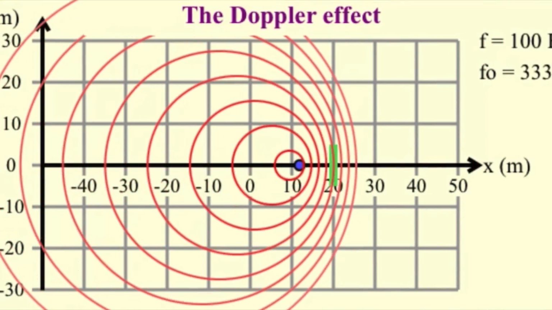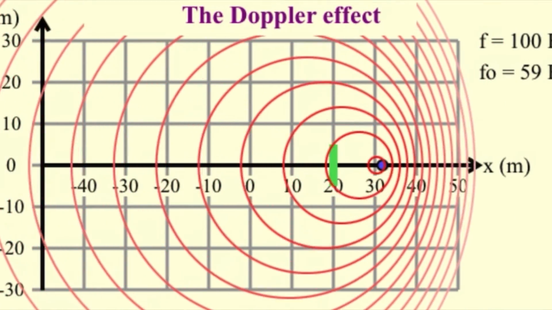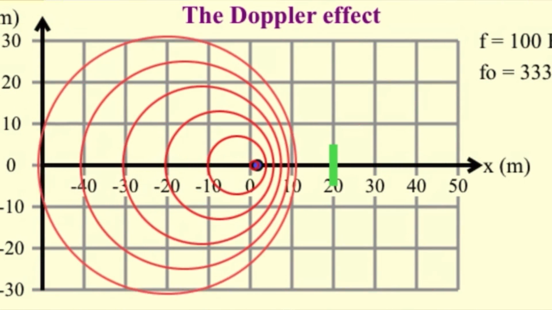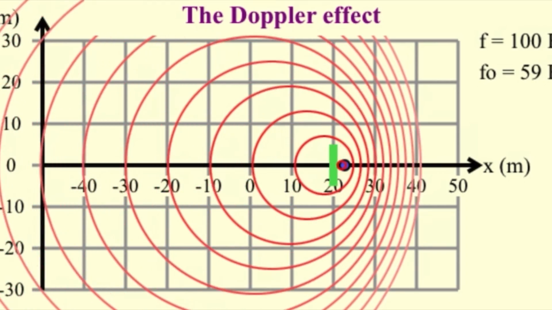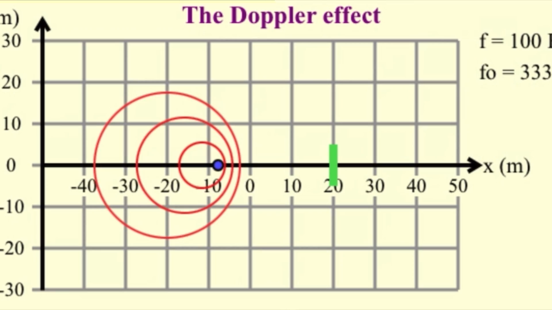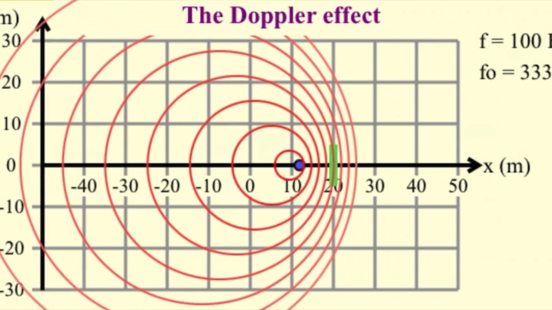As the source travels in the direction of the sound waves, it gains ground somewhat on the waves that it has produced, meaning that the next wave it produces would be closer to the previous sound wave in the direction that it is moving, and further away from the previous sound wave in the opposite direction of where it's moving.